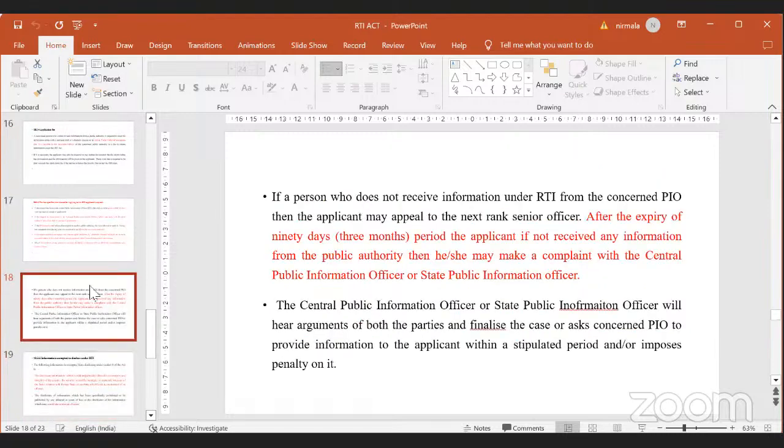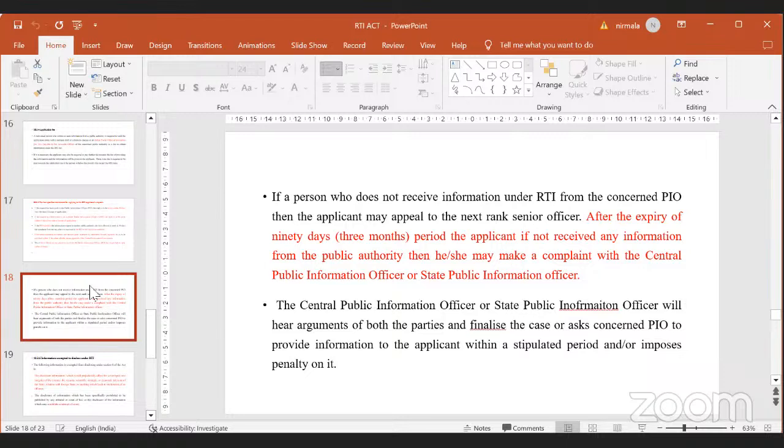And if a person does not receive any information under the Right to Information Act from the concerned Public Information Officer, then the applicant may appeal to the next ranked senior officer after the expiry of the 90 days or 3 months period. Then the applicant may approach the State Information Commission or the Central Information Commission, and he can make a complaint.